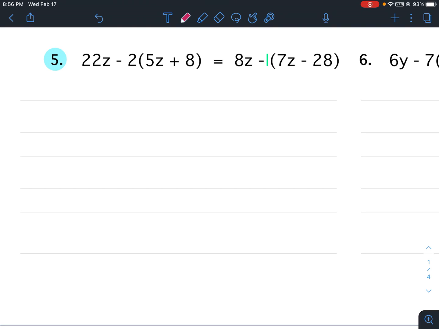Solving equations, lessons 8 through 11, worksheet number 1. Question number 5. Again, there are 4 steps that we will follow: first the distributive property, then combine like terms, get our variables to one side, our constant terms to the other side, and then our last step will be to divide. So starting with the distributive property.